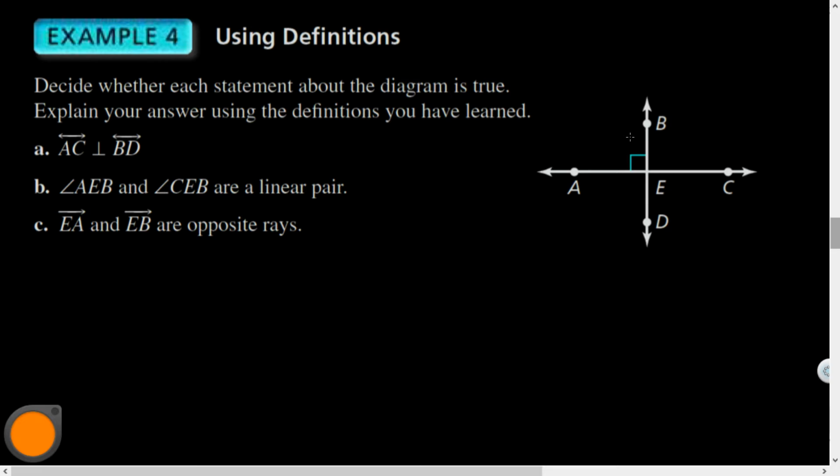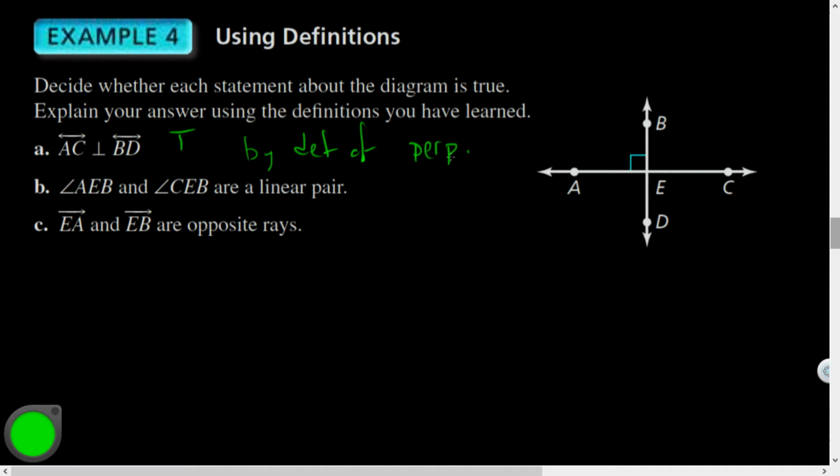Let's see. Decide whether each statement about the diagram is true. Explain your answer using definitions you have learned. All right. Someone tell me, what does this first statement even say? AC is perpendicular to line BD. Do you guys feel that's true or false? Green or red? True. And we would say by def of perp, because they form a right angle, therefore they are perpendicular.